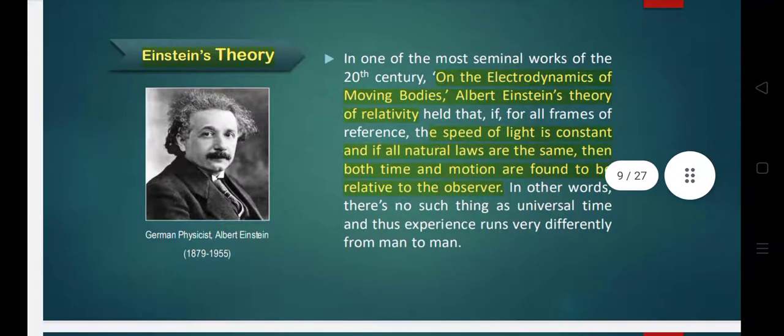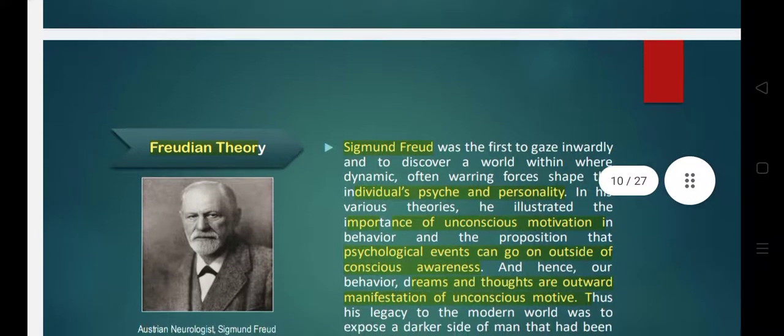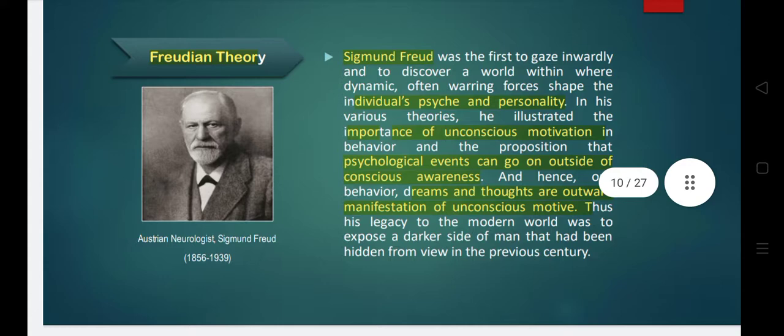And another theory is Einstein's theory of relativity. On the electrodynamics of moving bodies, Albert Einstein's theory of relativity was there, and he experimented with the speed of light and concluded that the speed of light is constant if all natural laws are the same, and both time and motion are found to be relative to the observer. So new inventions, new ideas, new theories evolved in the modern age.